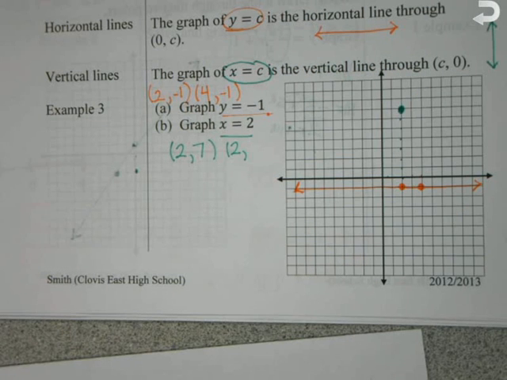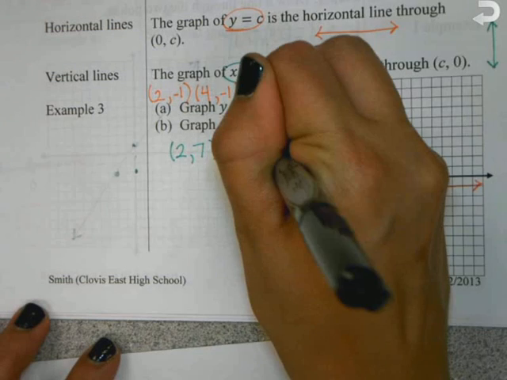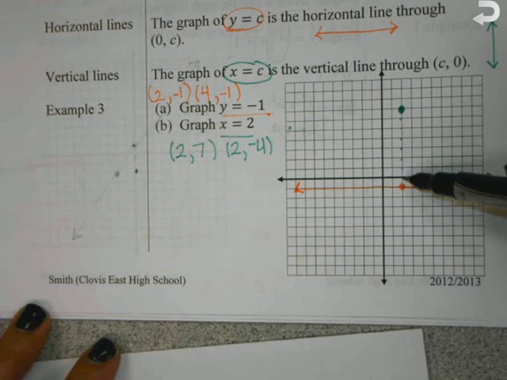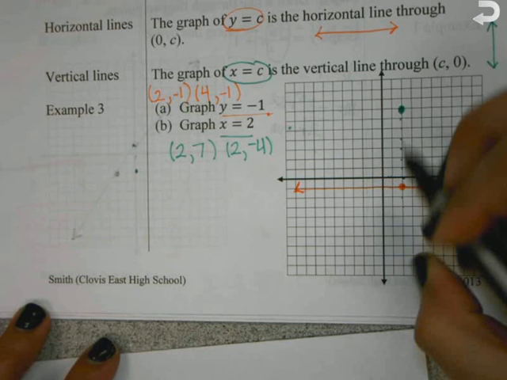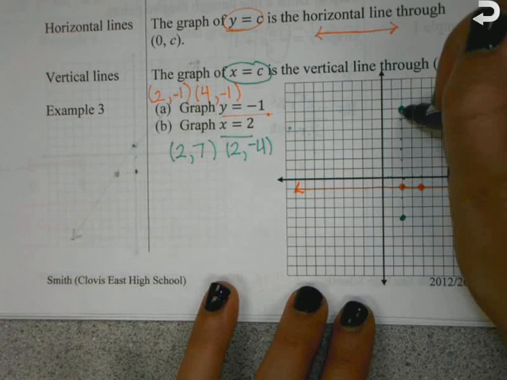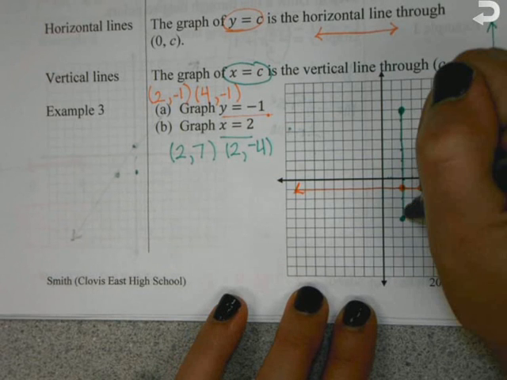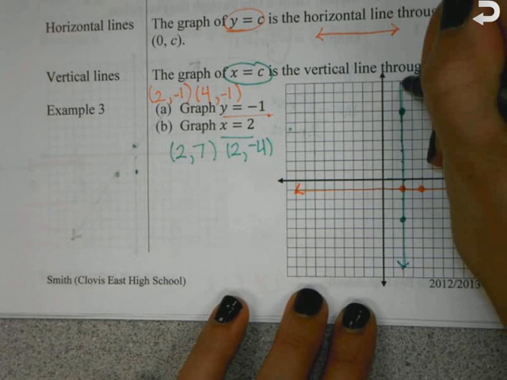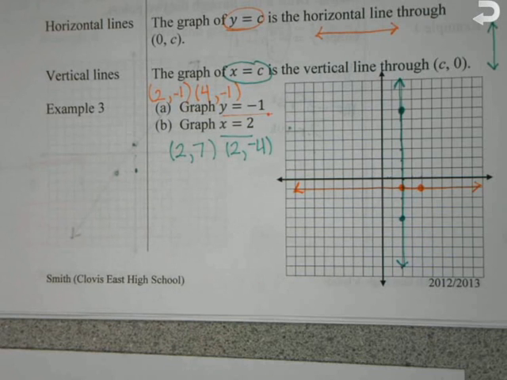So that's 1, 2, 1, 2, 3, 4. Oh my gosh, it's a vertical line. Okay, so it will always work if you just plot 2 points to make 100% sure.